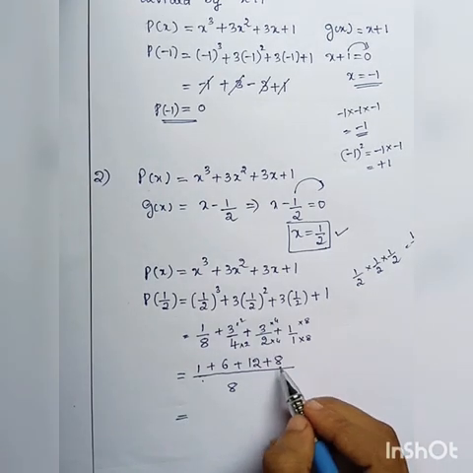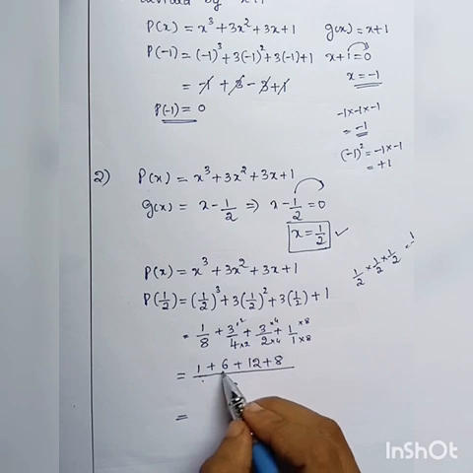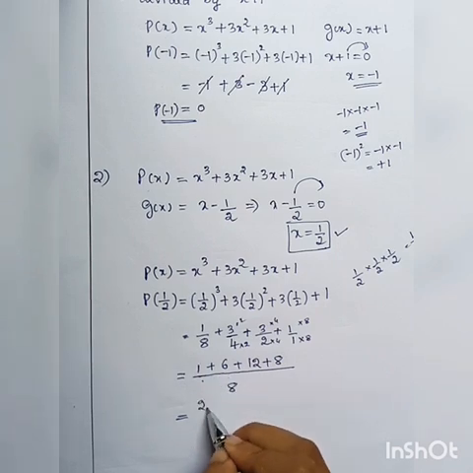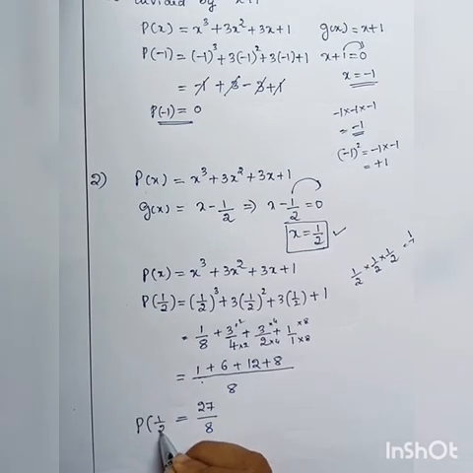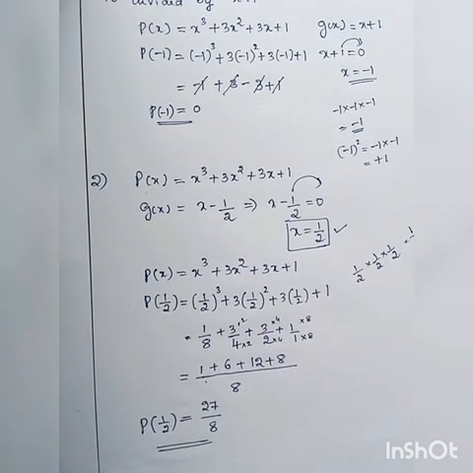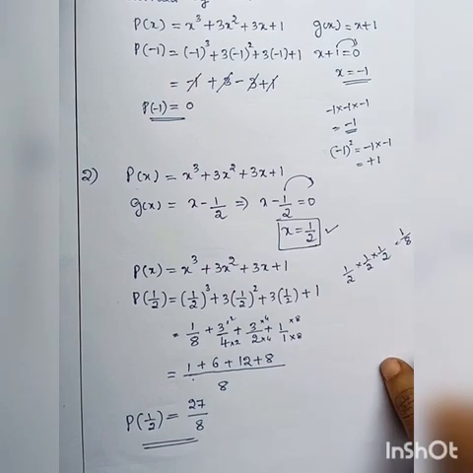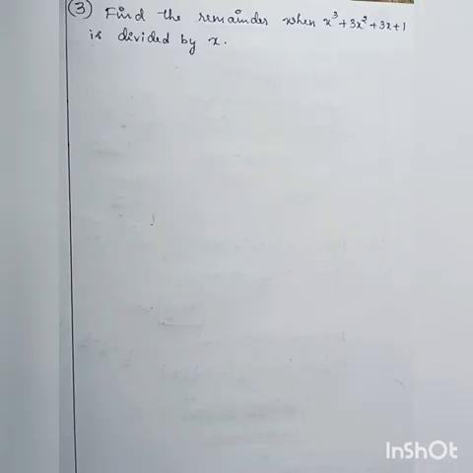So 12 plus 8 is 20, 20 plus 6 is 26, 26 plus 1 is 27 by 2. So P of 1 by 2, the answer is 27 by 2, which is the remainder. So this is the remainder. Check the third question in the exercise.